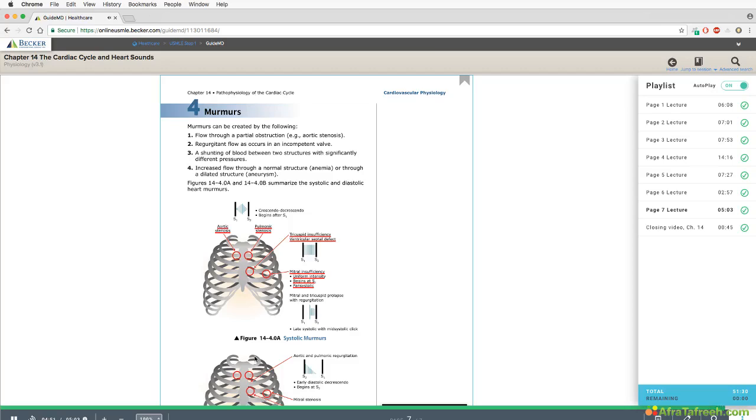Now, what we've been going through is the most fundamental information concerning murmurs. Pathology may add some additional murmur details as well as some other murmurs.